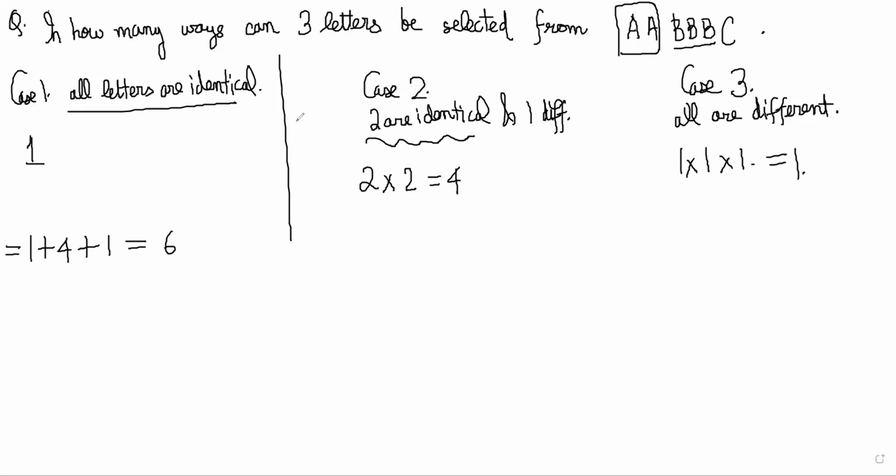Why am I doing addition here? You can do either this or this or this, so therefore, addition at the end. The total number of ways will be 6. Whenever there are questions where you have to select objects from a collection of things where some could be identical and some could be different, it is good to take cases and do it. Take cases where some are identical, some are different, and so on.